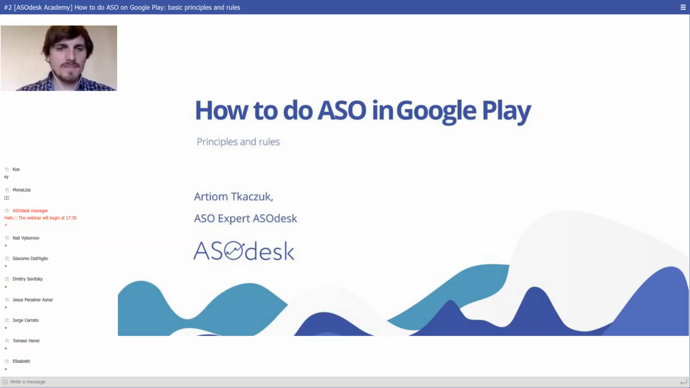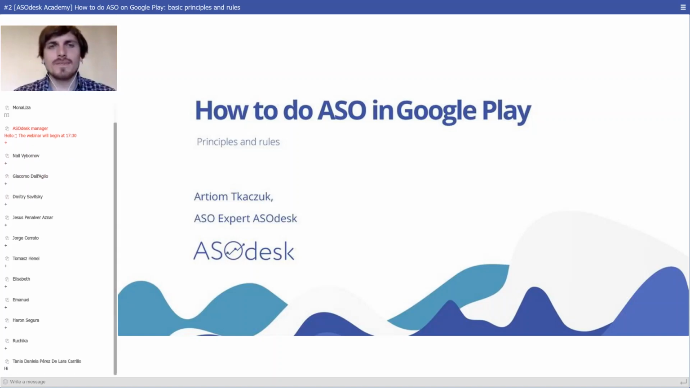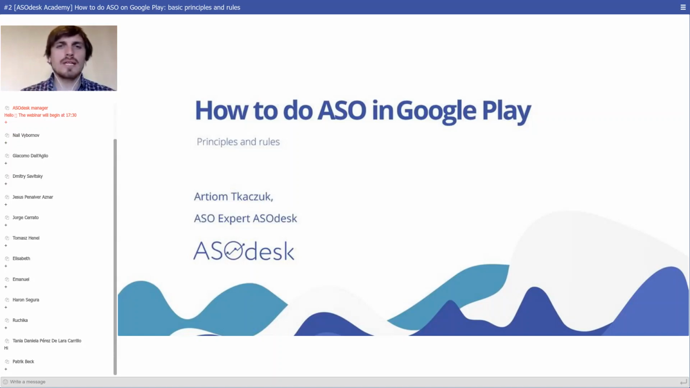Perfect. Thank you, guys. So in this second lecture for today, we'll be talking about App Store optimization for Google Play. I will outline the main principles and rules. This lecture will be connected with the lecture we'll have tomorrow about App Store optimization on the App Store, because some of the points are similar and some of the points are different.